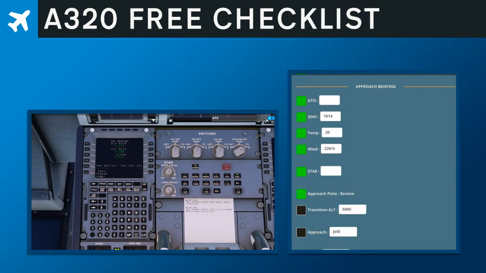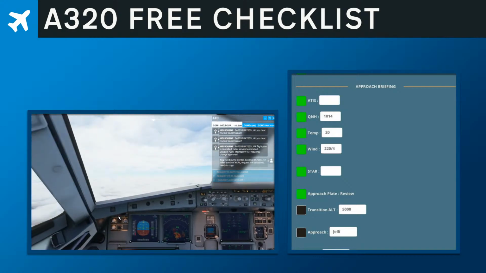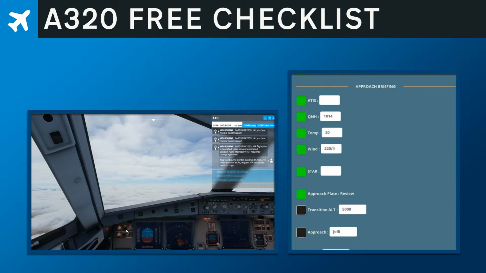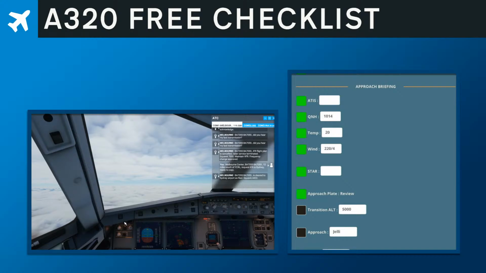Right, we need to get our IFR plan back. Retry with last IFR plan. Melbourne Center, BA 7055 Bravo Alpha 7055, have a 12 miles south of Yankee Charlie Romeo Lima. Request IFR to Sydney, ready to copy. BA 7055 Bravo Alpha 7055 is cleared to Sydney Airport as filed. Squawk 4422.